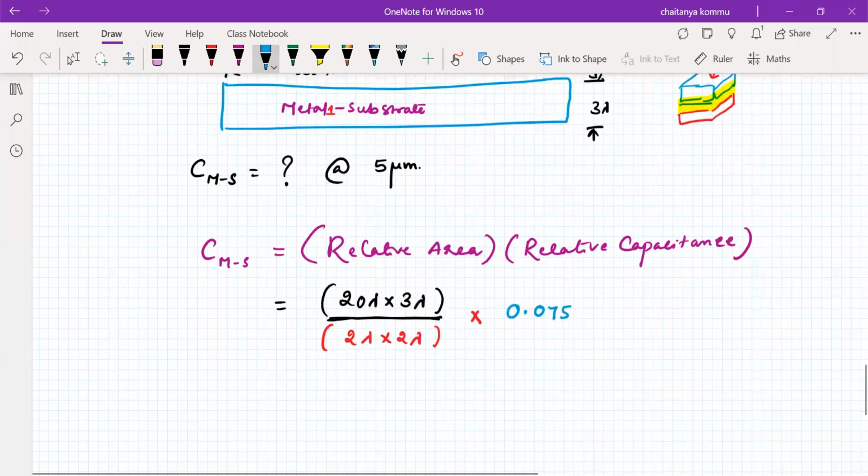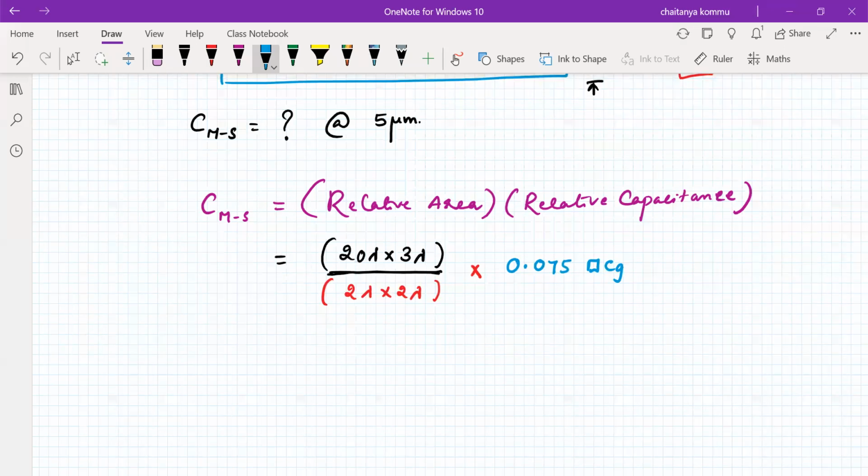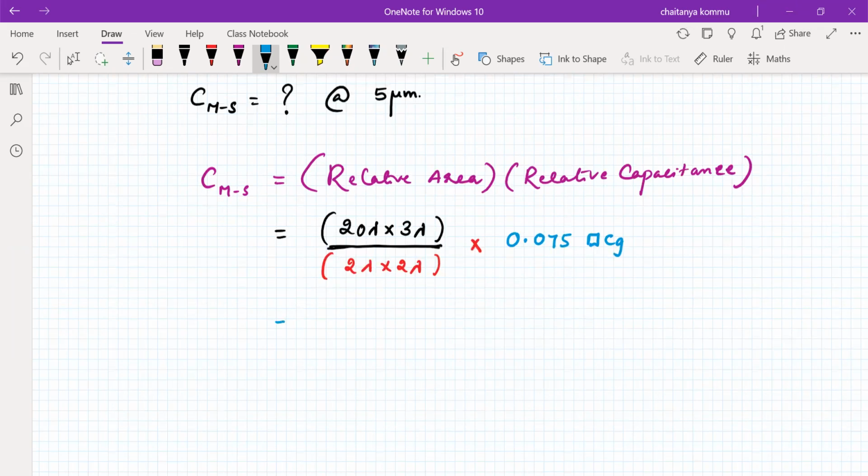0.075 square CZ. Square CZ. Is it right? Now, if you do this one, what is this value? Can anybody help me in this one? What is this value? All the lambdas will get cancelled.